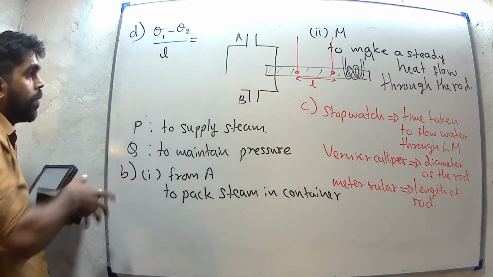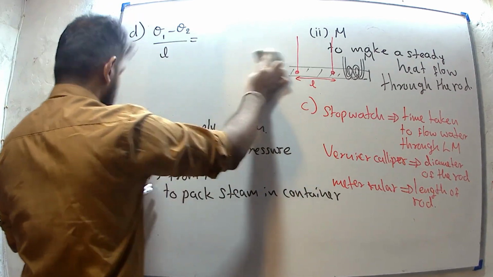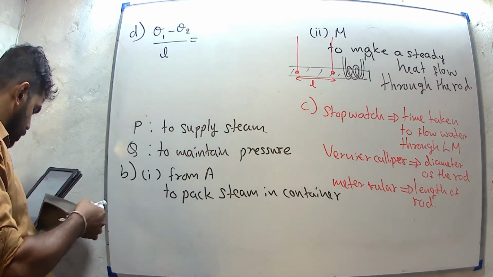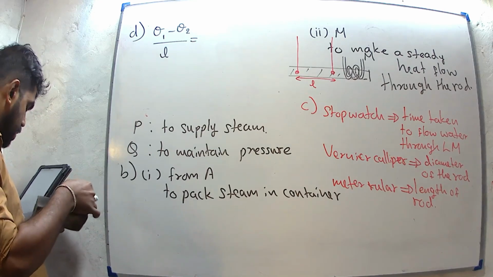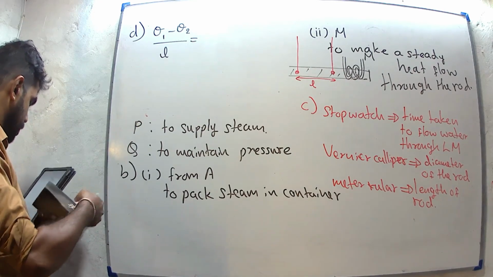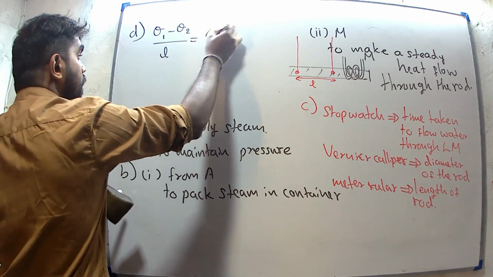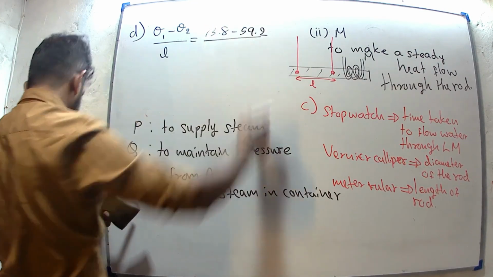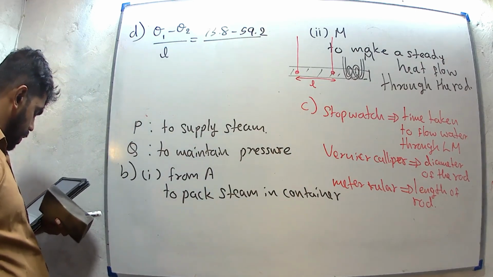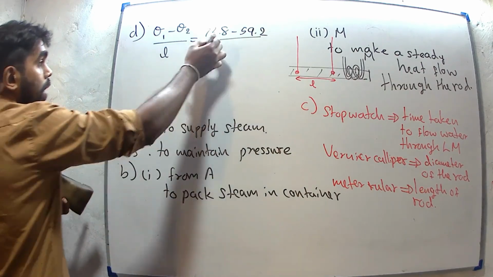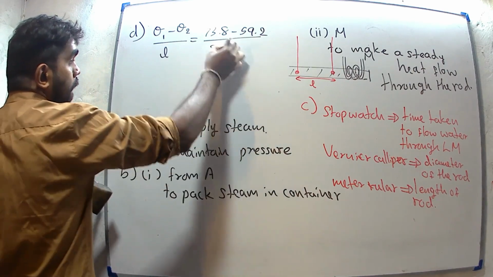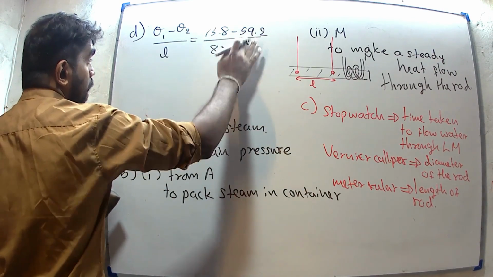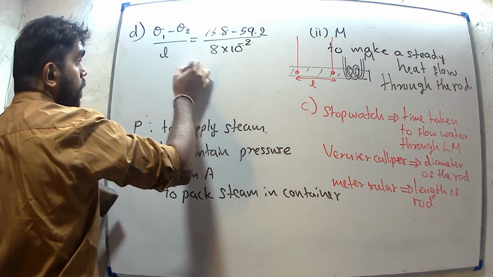Then we can substitute values. Theta 1 minus theta 2, we have to subtract large temperature and small temperature. 73.8 minus 59.2, divided by the length, which is 8 centimeters. I will use the SI unit: 8 into 10 to the power minus 2 meters.